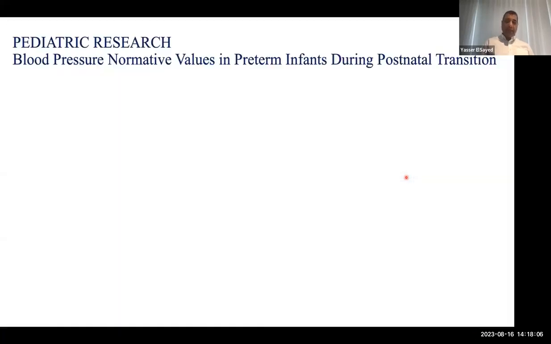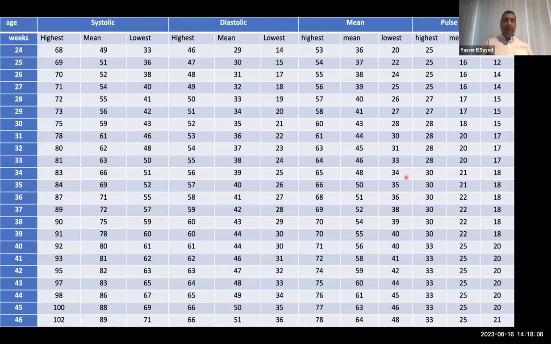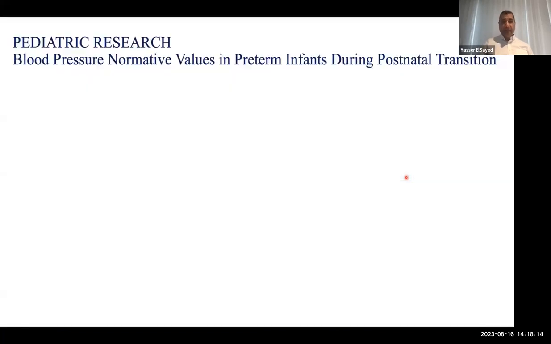The previous table that we extracted from a study done in California in 1995 was based on non-invasive blood pressure monitoring, but it was a dilemma or issue that we don't have normative values based on invasive blood pressure. We did that already. It will be published probably within two weeks in Pediatric Research, already accepted for publication. This project we did over five years: blood pressure normative values in preterm infants during postnatal transition.